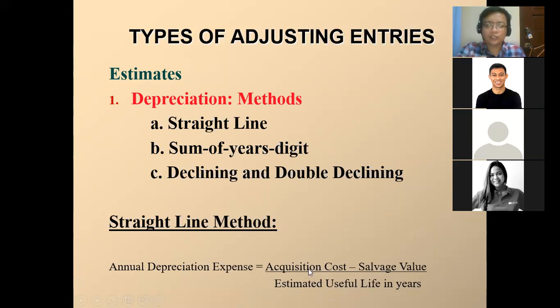What is the formula? Acquisition cost minus salvage value divided by the estimated useful life of the asset. What do you mean by acquisition cost? Meaning the purchase price, the invoice price. What do you mean by salvage value?